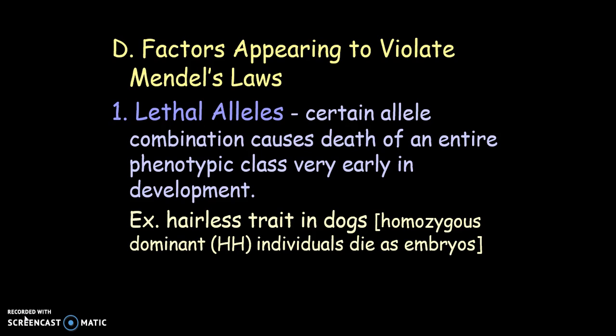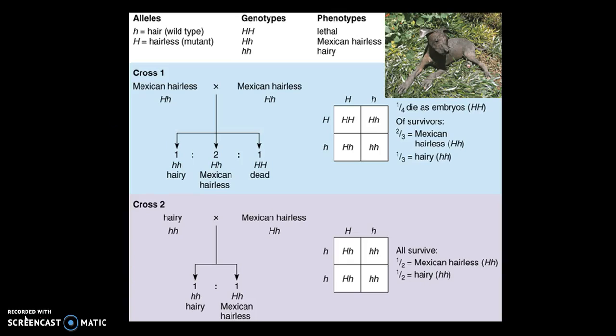Okay, so we do have a concept with lethal alleles. This would be an allele that causes death. And there are some examples with the hairless trait in dogs. And again, this is a little bit different because it does not follow Mendel's laws, because typically the homozygous recessive is the actual problem phenotype. This is just giving you an example of that cross.